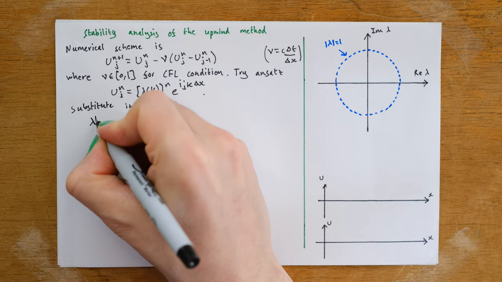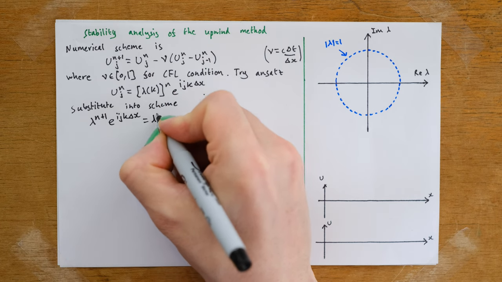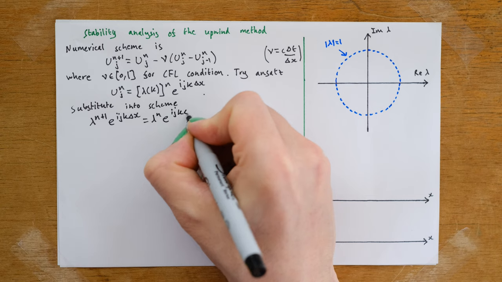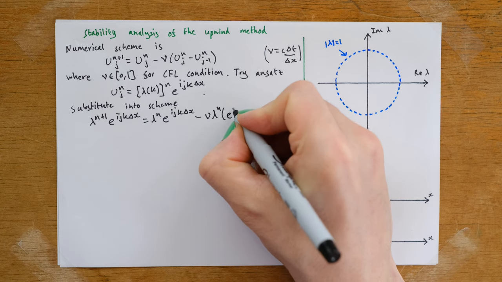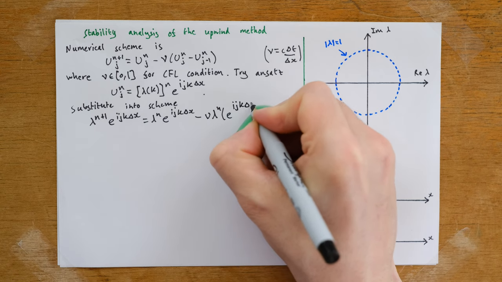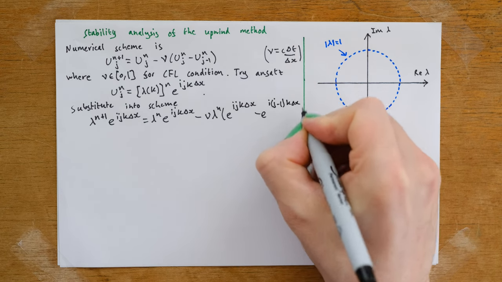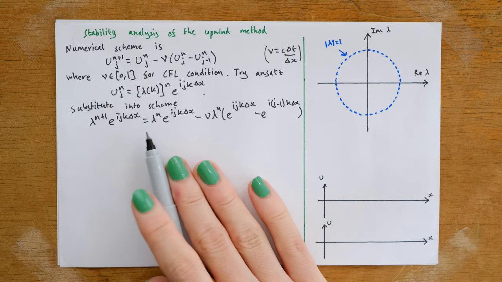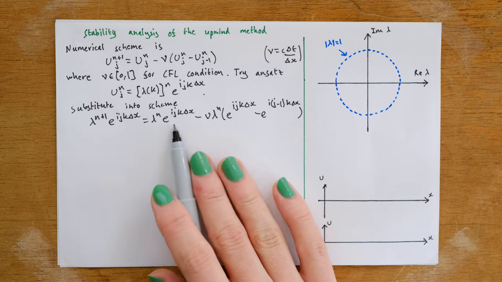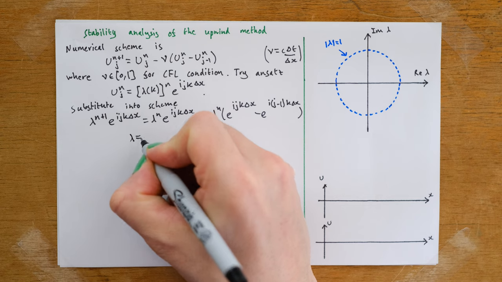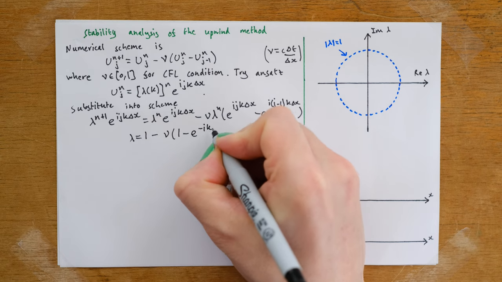So we'll have then that lambda^{n+1} e^{ijk delta x} is equal to lambda^n e^{ijk delta x} minus nu times lambda^n (e^{ijk delta x} minus e^{i(j-1)k delta x}). And we can see in this expression that we have a common factor of lambda^n e^{ijk delta x}. So we can remove that and we'll be left with lambda is equal to 1 minus nu times (1 minus e^{-ik delta x}).